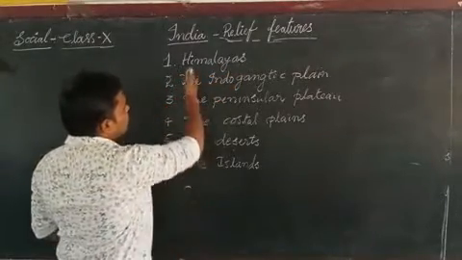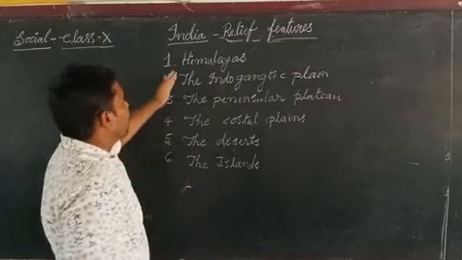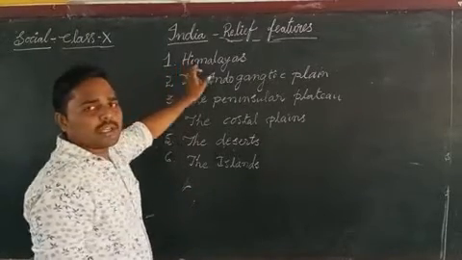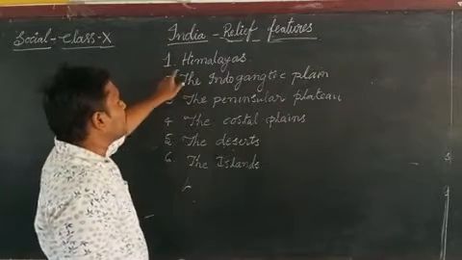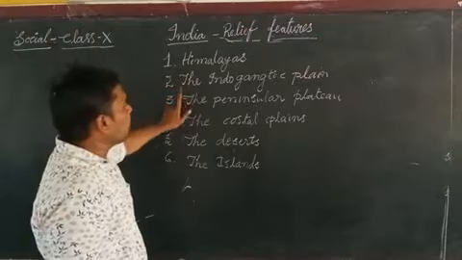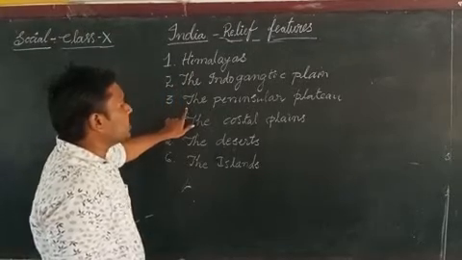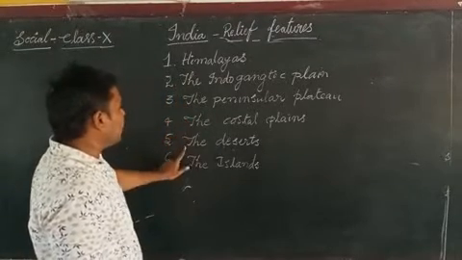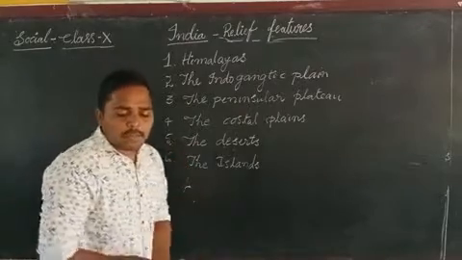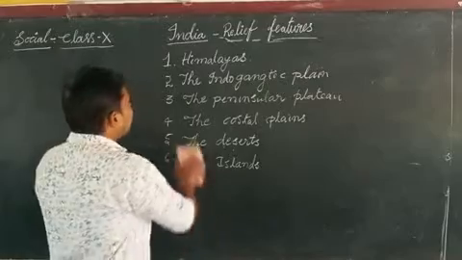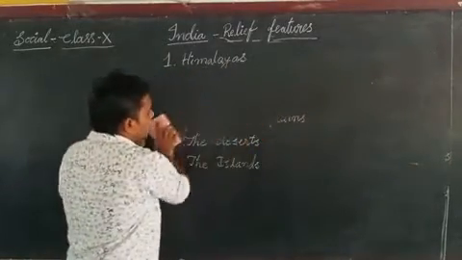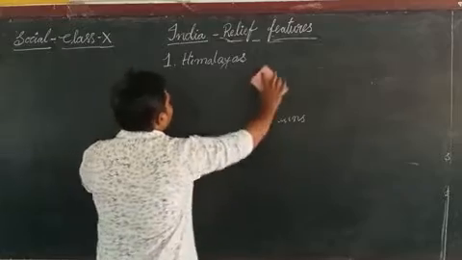Okay. Once again, look at the 6 types of major relief regions which are existing on the Indian landmass. The first one is Himalayas. Second one is the Indo-Gangetic Plain. Third one is the Peninsular Plateau. Fourth one is the coastal plains, fifth one is deserts, and the sixth one is the islands. Okay. Now we are going to explain about the Himalayas.